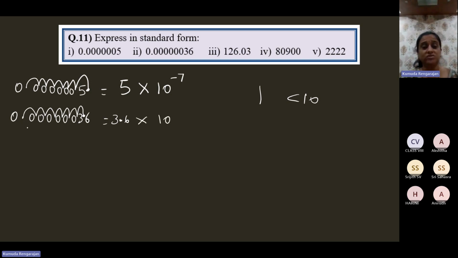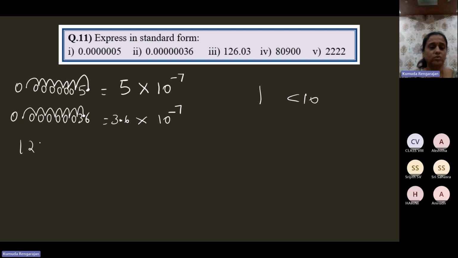The number was 0.00000036. Such a small value. You have increased it to 3.6. It was 0 point something. It was not even 1. You have increased its value to 3.6. So already you've increased, right? So raise 10 to a negative power. The decimal point we shifted by 7 places. So negative 7.